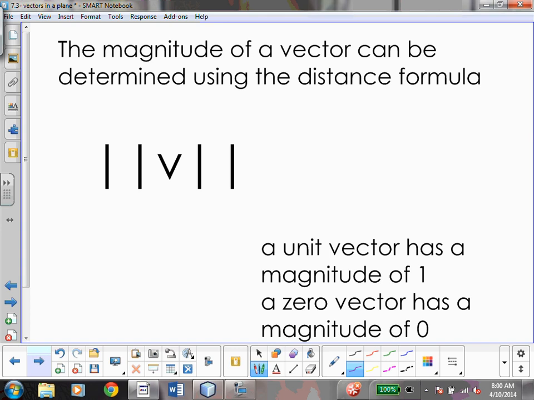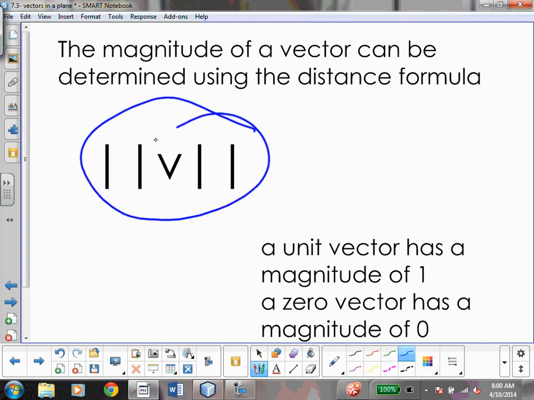The magnitude of a vector can be found by using the distance formula. The notation for the magnitude of the vector is this double bar. The v is just standing for the vector. The magnitude is always going to be a single number. A unit vector is a vector that has a magnitude of 1, and a zero vector is a vector that has a magnitude of 0.